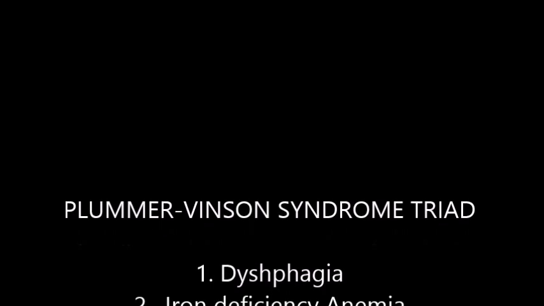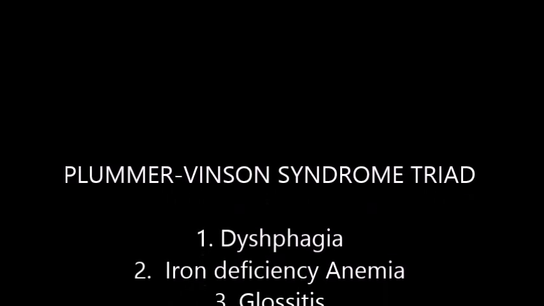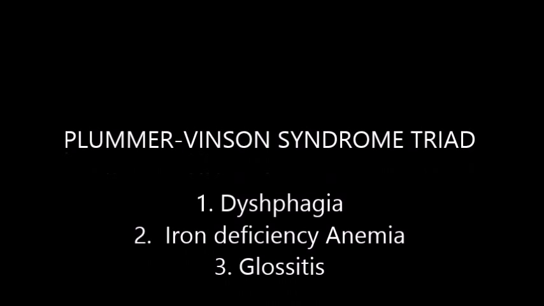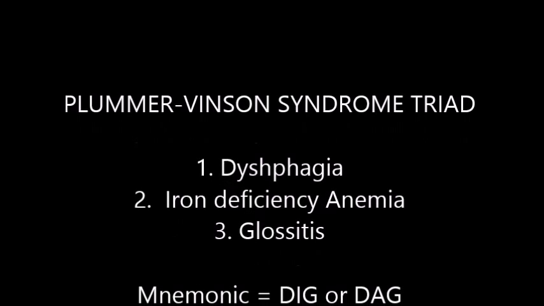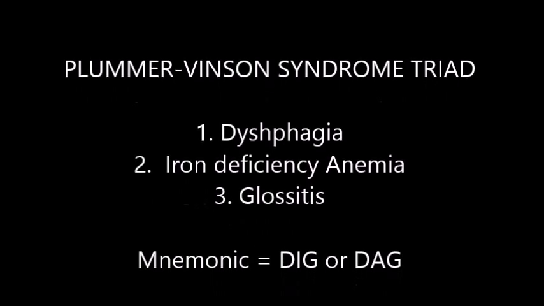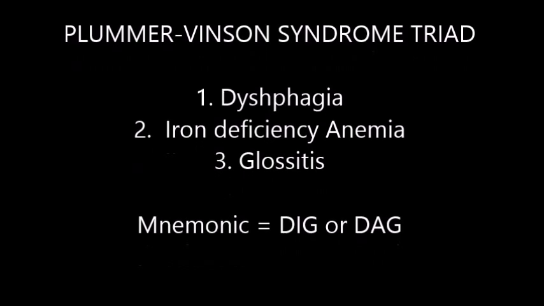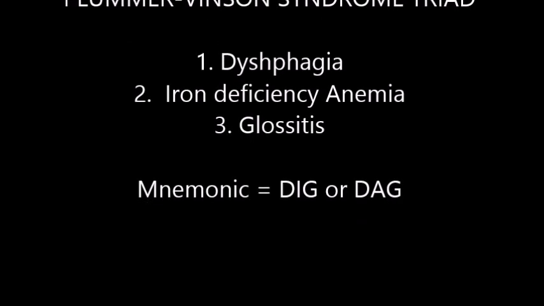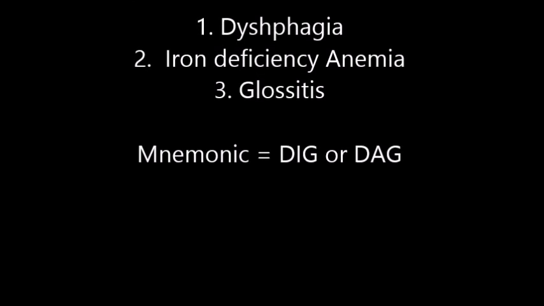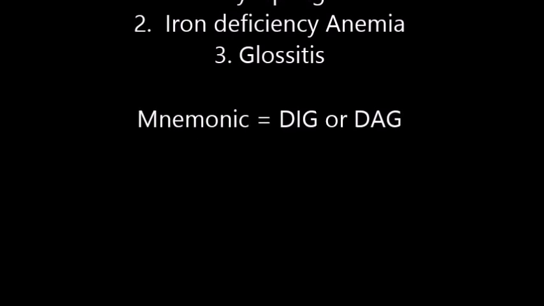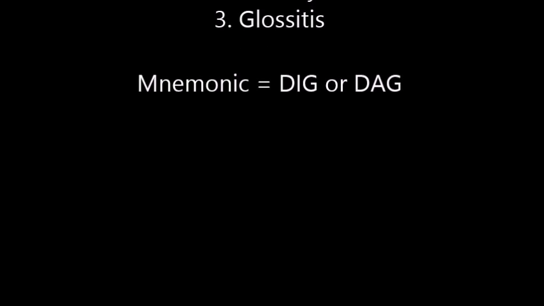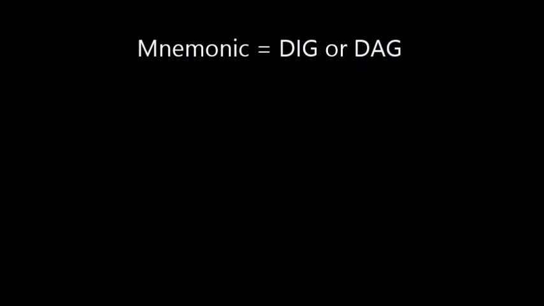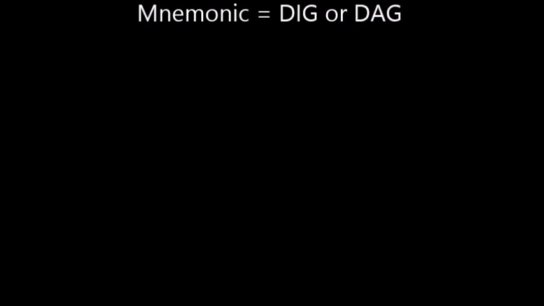Plummer-Vinson syndrome is associated with post-cricoid dysphagia, upper esophageal webs, and iron deficiency anemia. So dysphagia, anemia, and glossitis can be seen as a triad, and the patients may also present with choking spells due to the proximal location of the web, along with aspiration. Weakness and fatigue, along with dyspnea, can also be seen due to iron deficiency anemia.